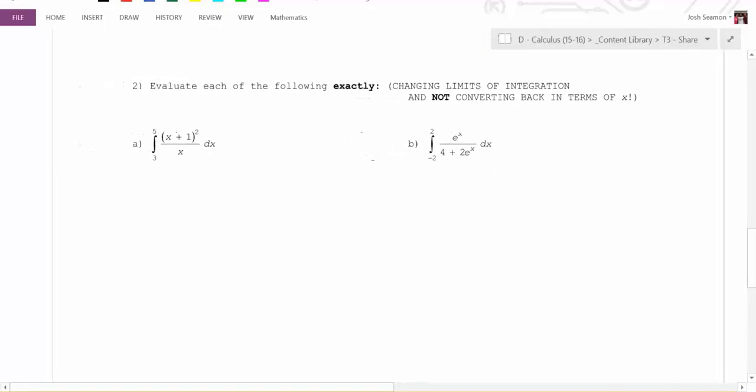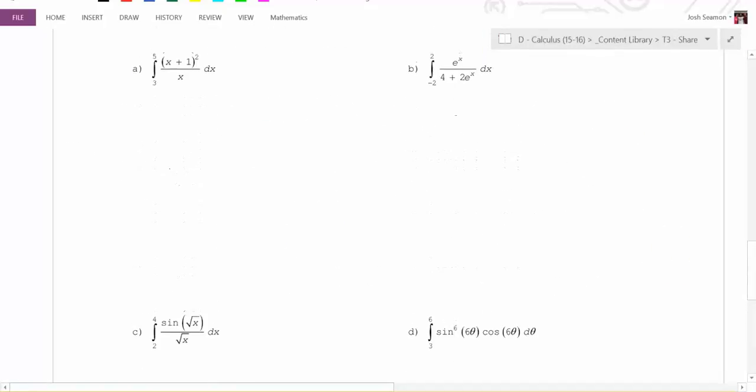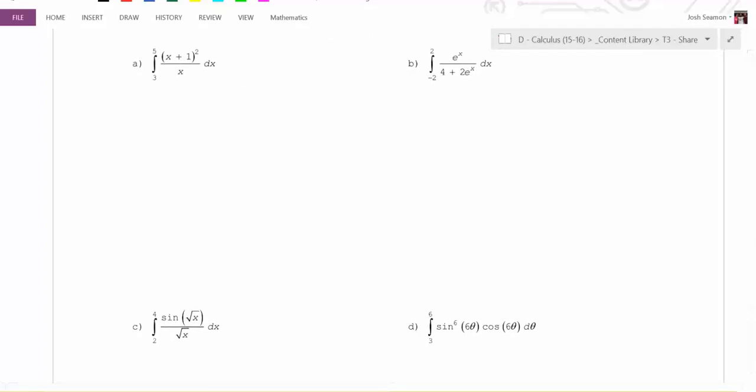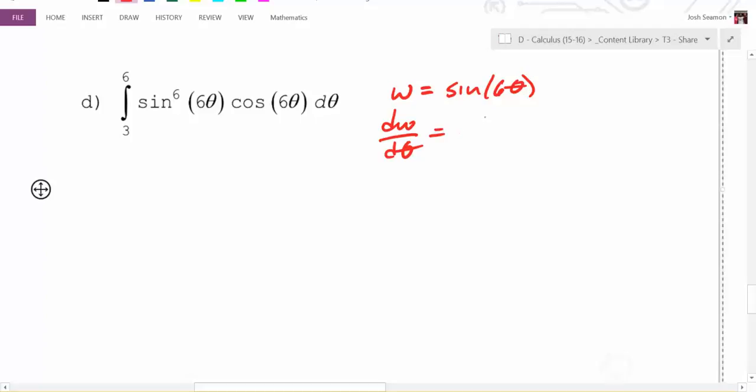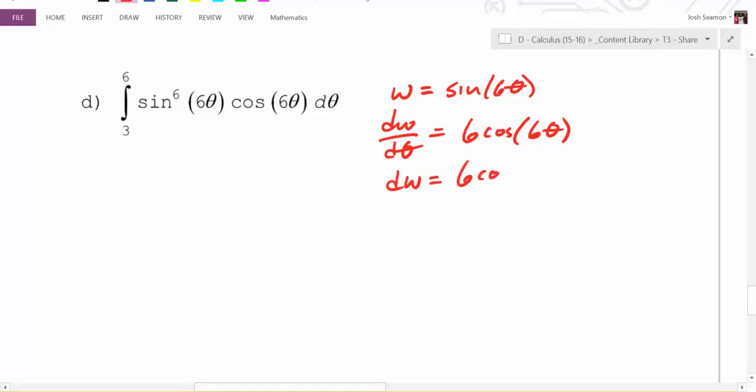Okay, so let's pick, we don't have all the time in the world, of these 4, which one do you want to do? So let's pick a W. Let's do this together. What do you think W should be? Who has a bid for sine of 6 theta? Can someone tell me what dw d theta is then? Come on. 6 cosine of 6 theta. Yes, absolutely. So dw is equal to 6 cosine 6 theta d theta.